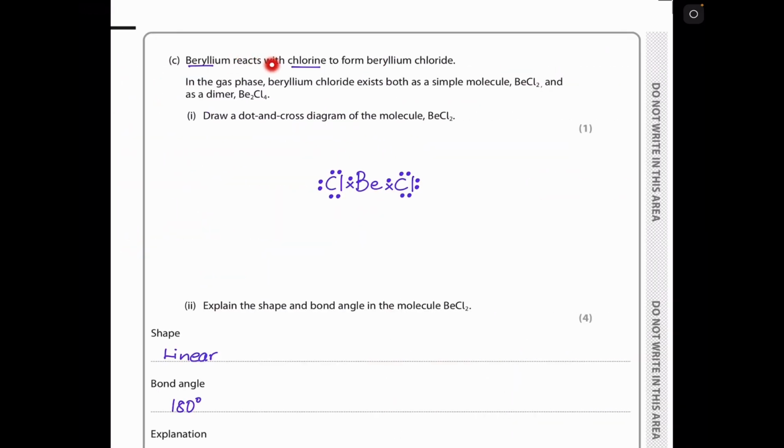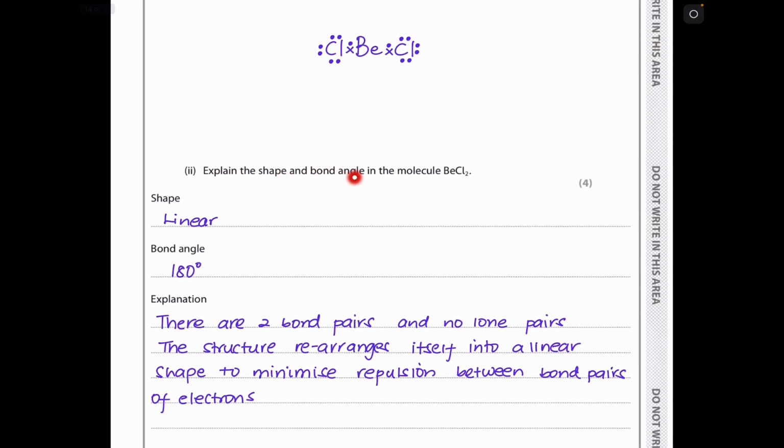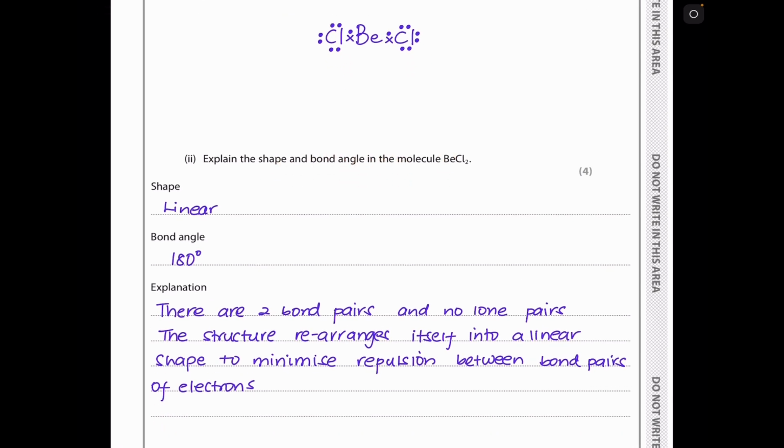In part C, beryllium reacts with chlorine to form beryllium chloride. In the gas phase, beryllium chloride exists as both simple molecules, which is that, and as dimers. Draw a dot and cross diagram of the molecule BeCl2. Beryllium has 2 electrons in the outer shell, and because it's forming covalent bonds with 2 Cl's, this is one covalent bond and that's the next, so all electrons in the outer shell are used up, so this is going to be the structure.